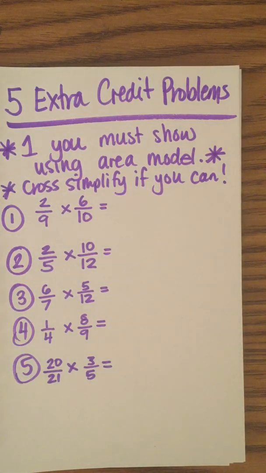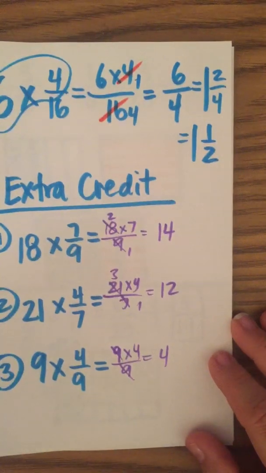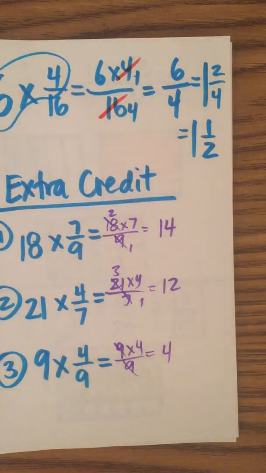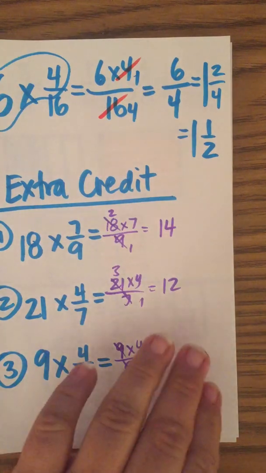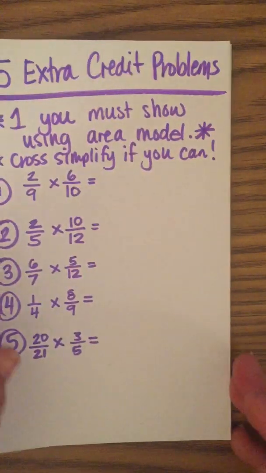So try these out. I also want to give some shout outs to some people who did the last YouTube extra credit, which was, let me go back here, which was these problems. So 14, 12, and 4 were the answers. Most of you got them all right, but I was very proud of those people who turned those in.